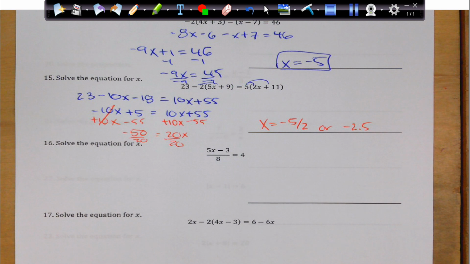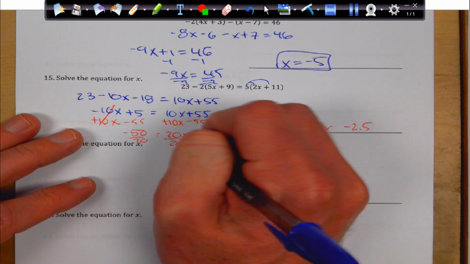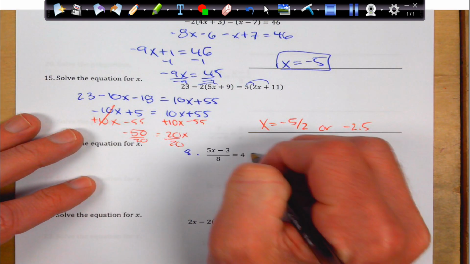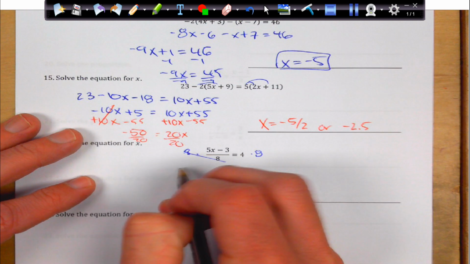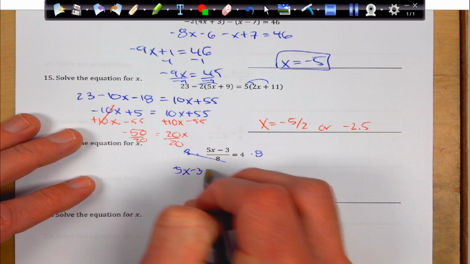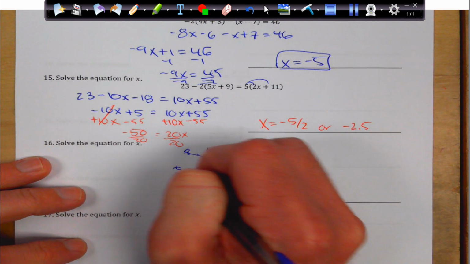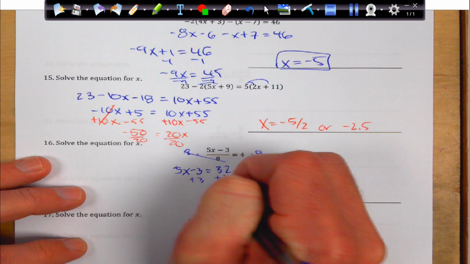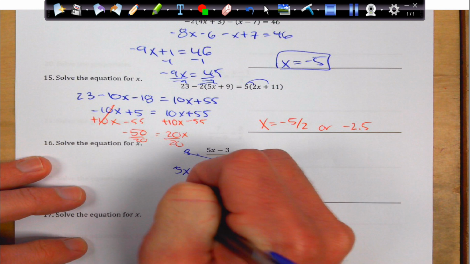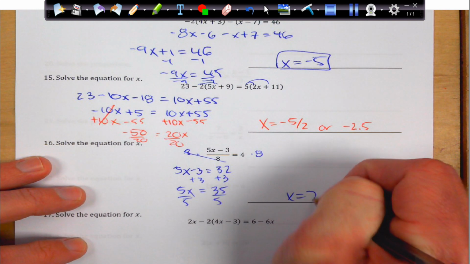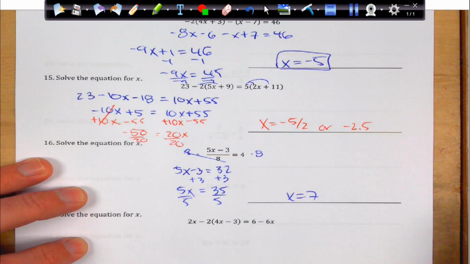Number 16, we want to get that 8 out of there. So we can multiply by the 8. Whatever I do to one side, I have to do the other, so that cancels that out. I get 5x minus 3 equals 4 times 8, which is 32. Add the 3, and we get 35. 5 goes into that, I believe, 7 times. Let me double check. Yes, it does.